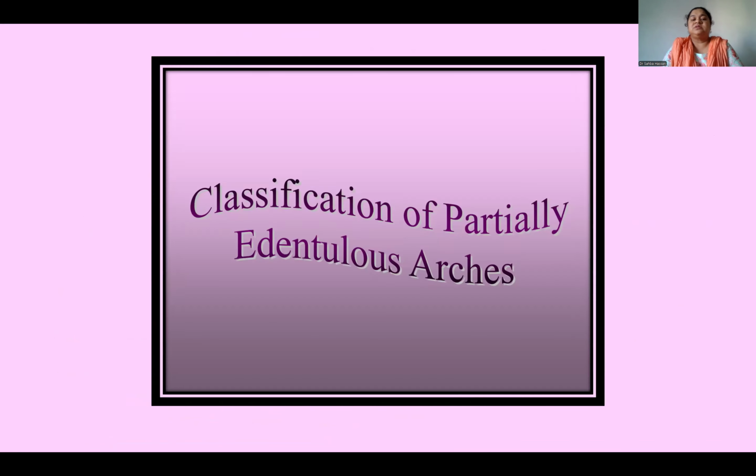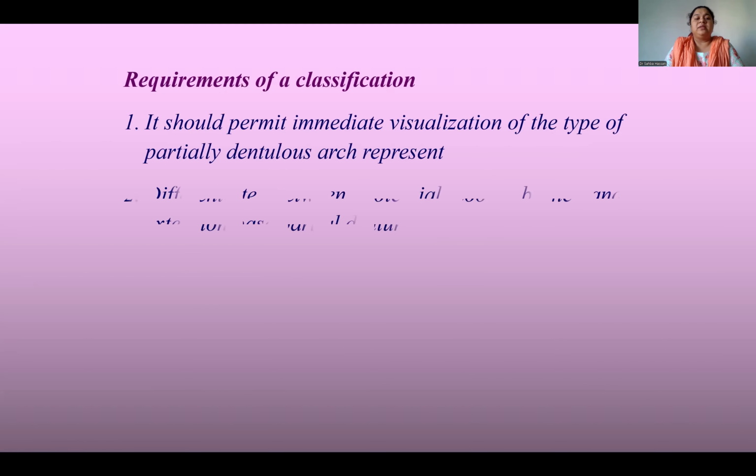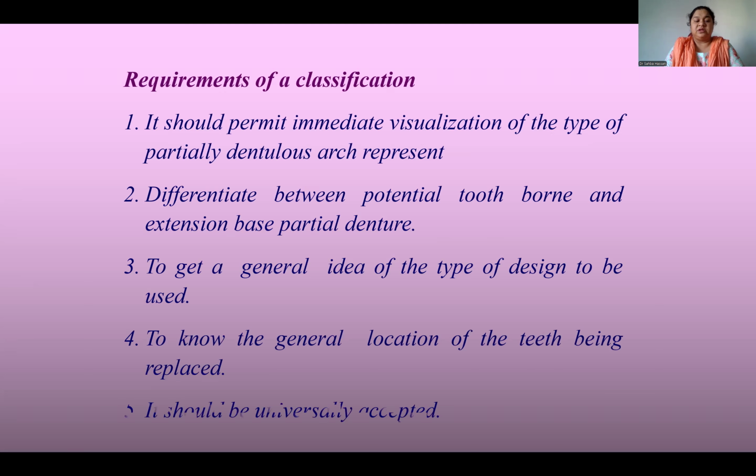Okay. So now we are doing the classification of partially edentulous arches. Now, why do we require classification? Before anything, you should know why you require classification. It should permit immediate visualization. Suppose I am giving an example, just listen. Central incisor is missing, and I am saying that it is class 1. So as I hear class 1, I should imagine, okay, it is class 1 because central incisor is missing.